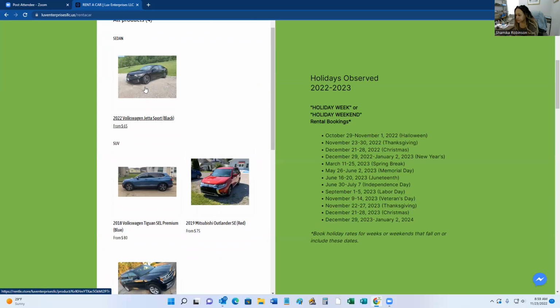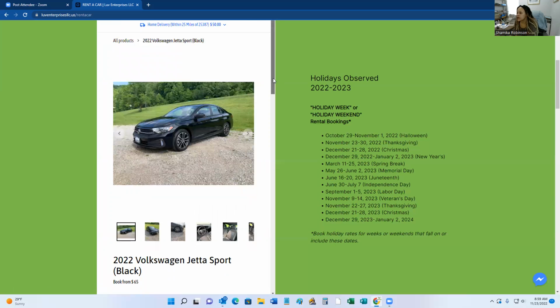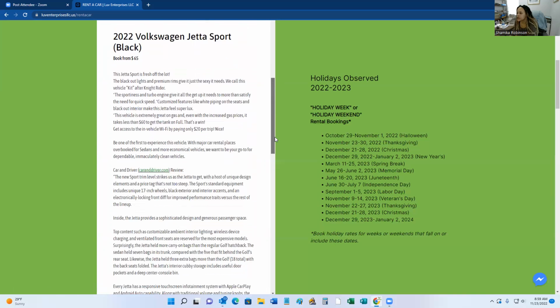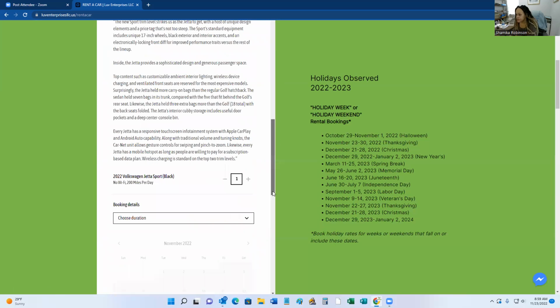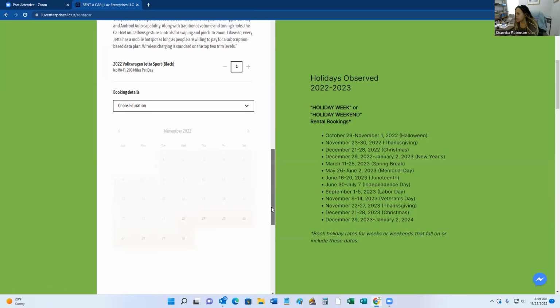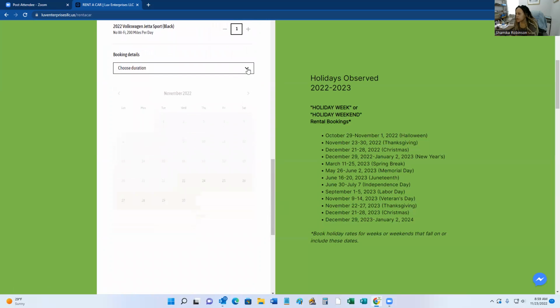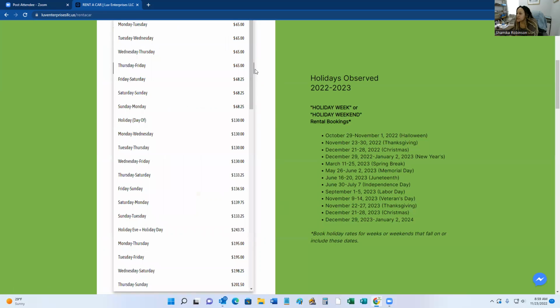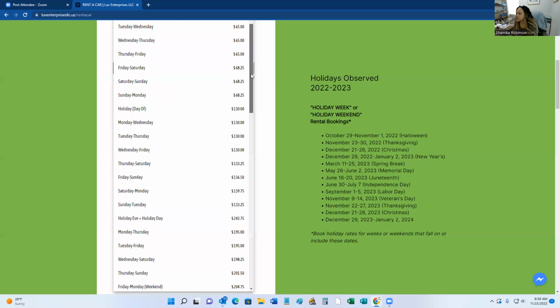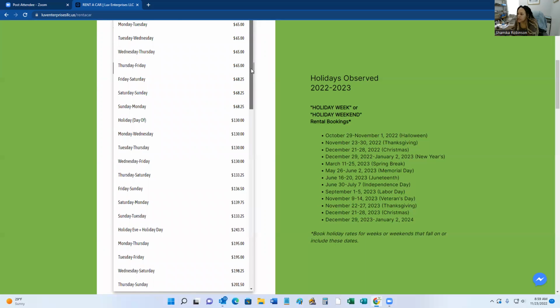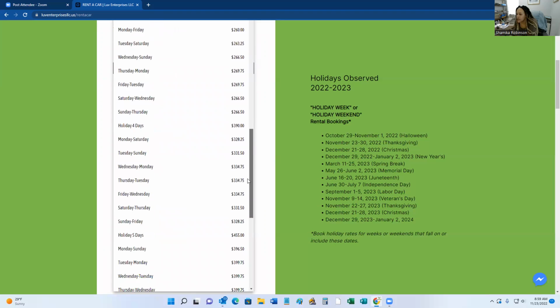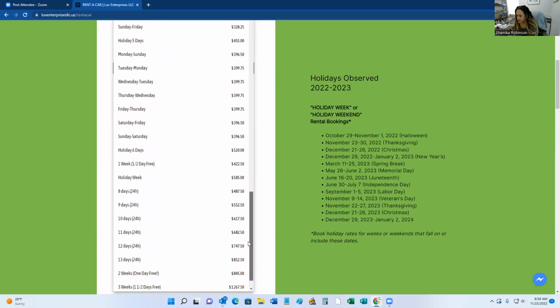So we're going to go ahead and go with the Jetta. It's the first one we see, the 2022 Jetta. We're saying that we want to book a holiday week, or in this case, I can do a regular holiday day or I can do a holiday week.